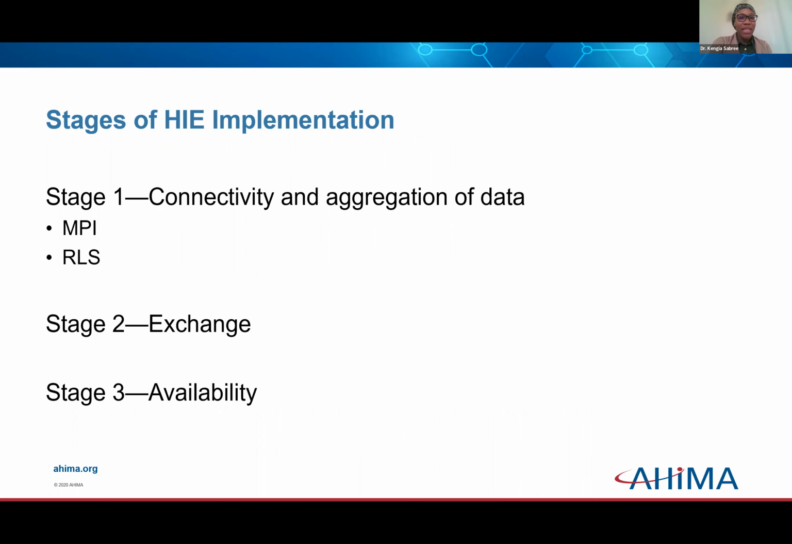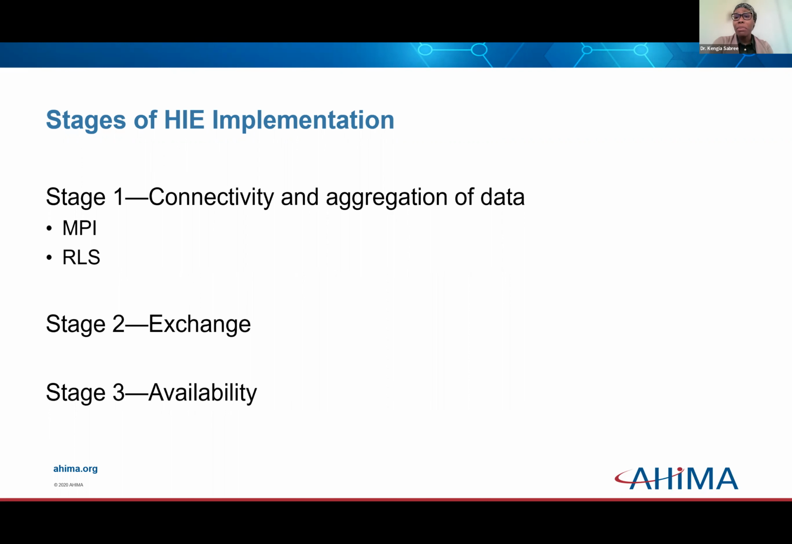All right, so the stages of HIE implementation, also 3 stages. Okay, so in the context of an HIE, the MPI will rely on algorithms that match elements of the patient demographic information to determine relationships in patient identity. So the RLS, it handles, what does it handle? It handles the bookkeeping and allows the identification of the server instances that contain categories of registered information about a person.